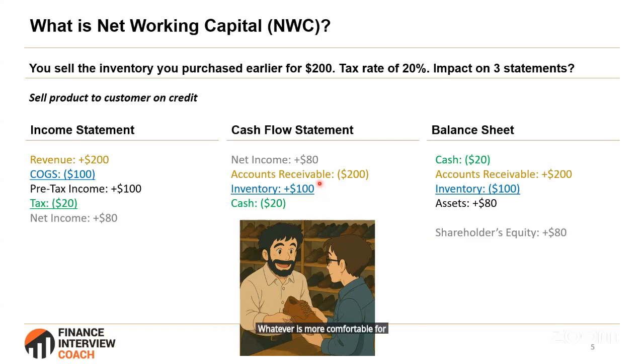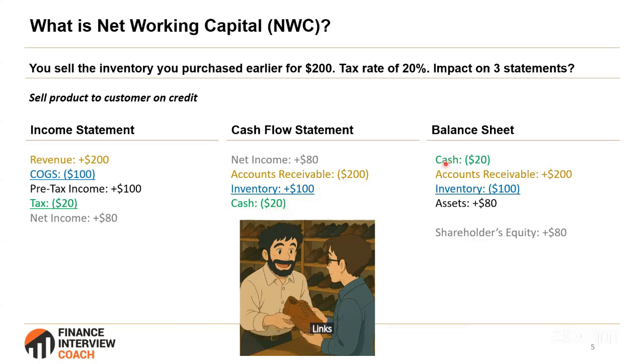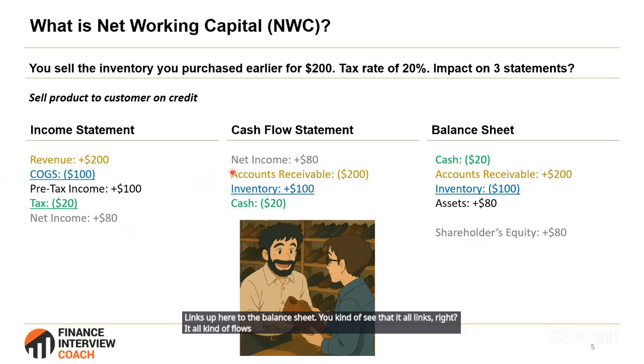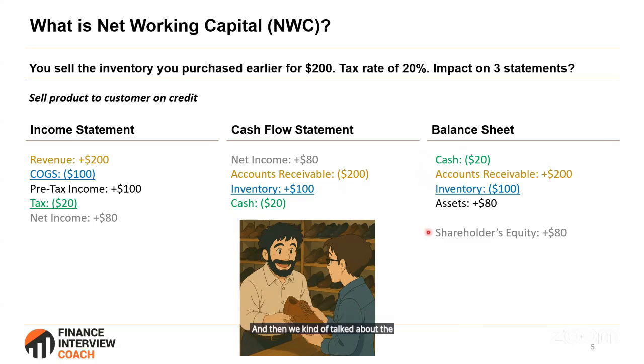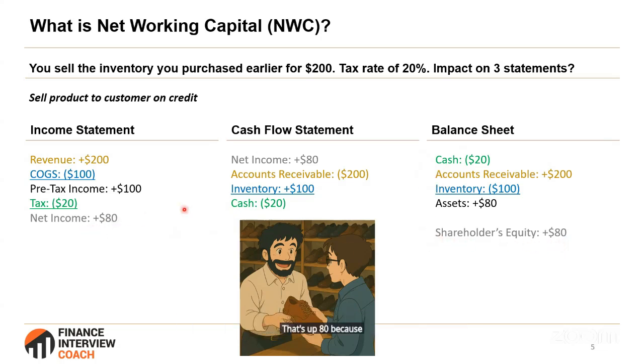And then finally, to finish off the balance sheet here, you can see that the cash down by 20 links up here to the balance sheet. You can kind of see that it all links. It all kind of flows. The last item, the cash statement, goes to the first item of the balance sheet. And then we talked about the net working capital here, and shareholders' equity is the final one. That's up 80 because it's connected directly to net income. The net income flows to the shareholders.